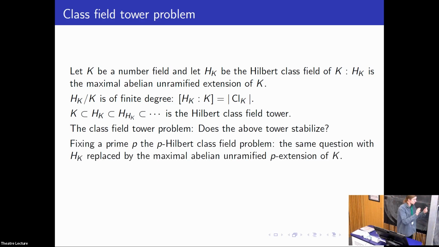And you can further specialize this problem. It turns out that this is very hard in general to answer, so I'm going to present a slightly easier version now. If we fix a prime P, then you can speak about the P Hilbert class field problem. That's the same question, but we replace HK by the maximal abelian unramified P extension of K, and then you continue with the tower like that. So the Hilbert class field tower is what you get by taking the maximal abelian unramified extension and iterating this. And for the P Hilbert class field problem, you take just the maximal abelian unramified P extension.